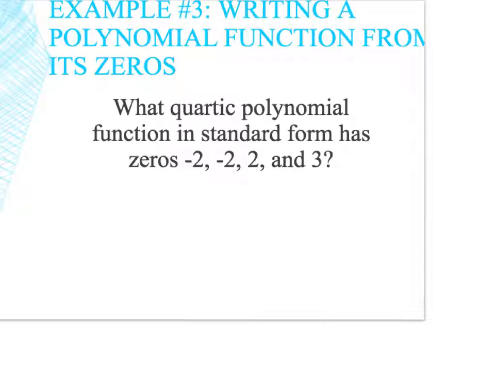Our last set of examples, we are writing a polynomial function from its zeros. So the first thing we need to do is take the zeros to write its factors, and then from its factors we need to get it into standard form. So let's look at that process.